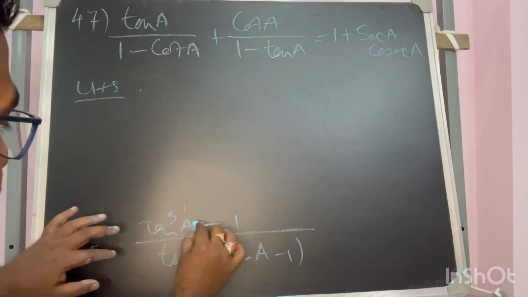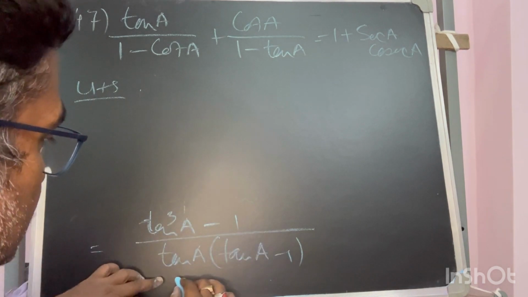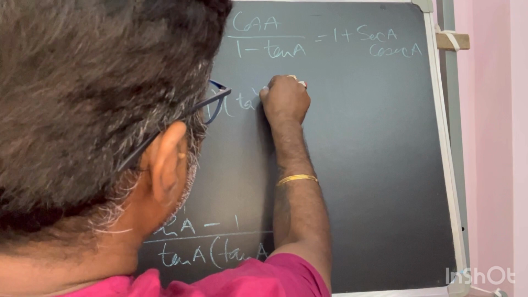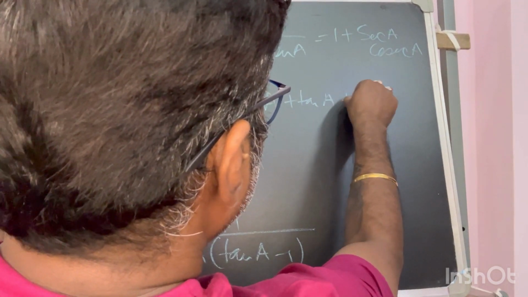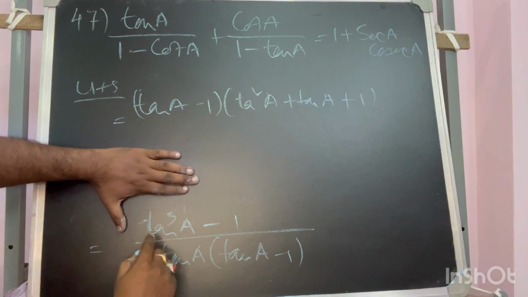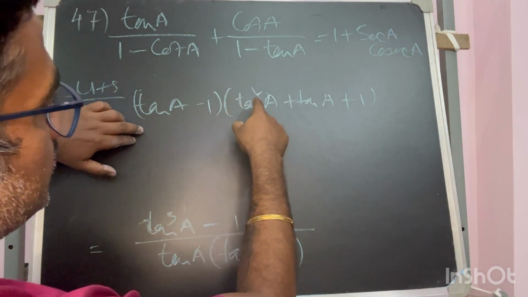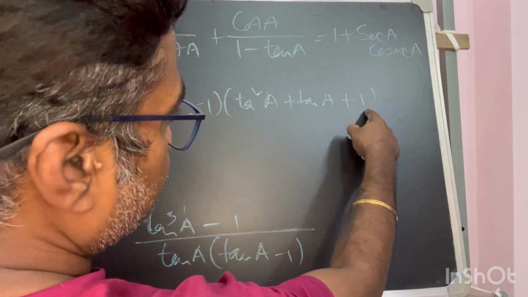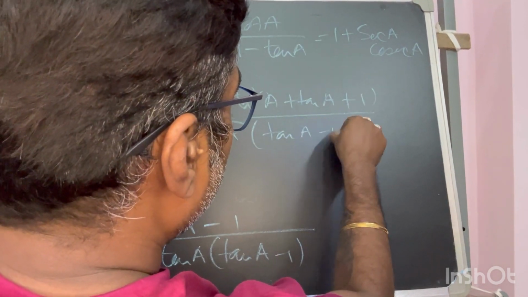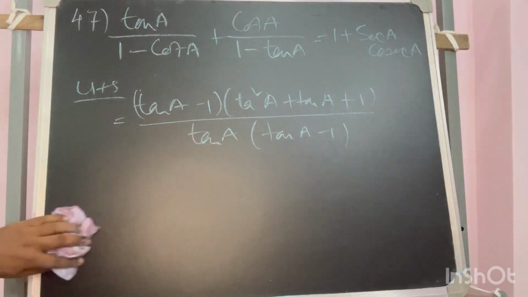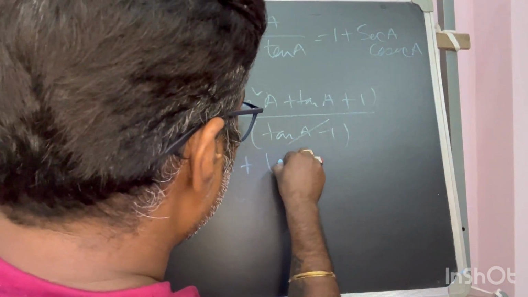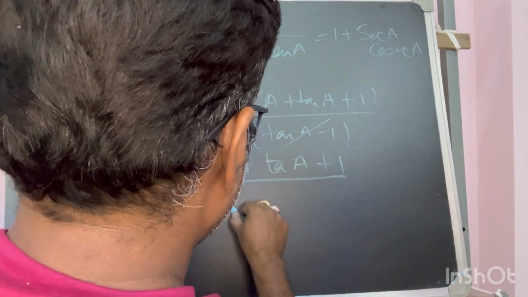Okay, so now a cube, this is a cube minus b cube. If I put it like that, tan A minus 1, A minus B, tan square A plus tan A plus 1, A minus B, A square plus AB plus B square. So I can put it like that, a cube minus b cube, A minus B, A square plus AB plus B square, whole into tan A into tan A minus 1. Now it is making sense, I think. So this is cancelled out. So ultimately this will be tan square A plus tan A plus 1 whole divided by tan A.